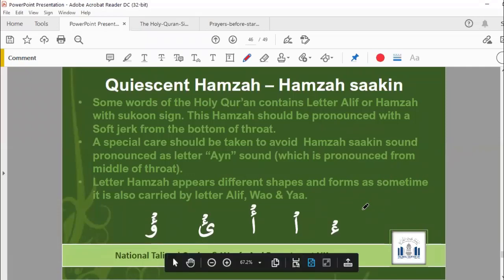This Hamza is a very special letter. Sometimes it takes alif as a chair, sometimes it takes ya as a chair, and sometimes it takes waw as a chair. And in these circumstances, we will never read the chair letter. We will just concentrate on the Hamza. Yeah, please read it.